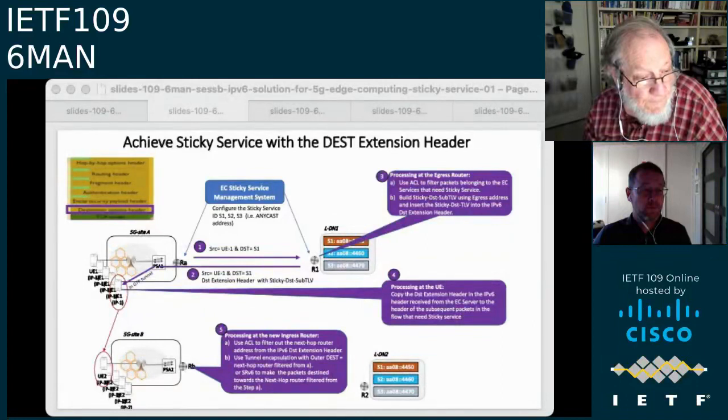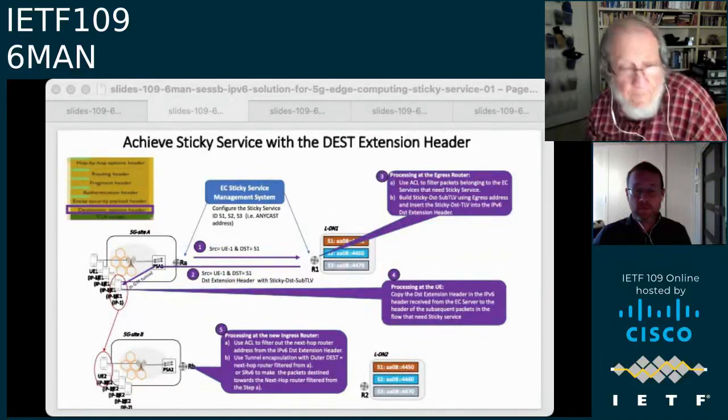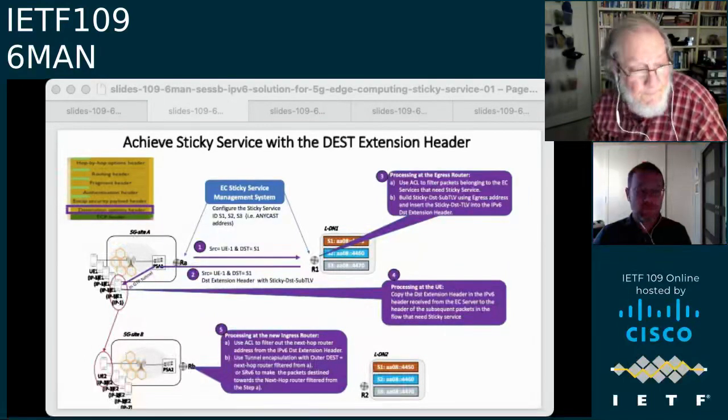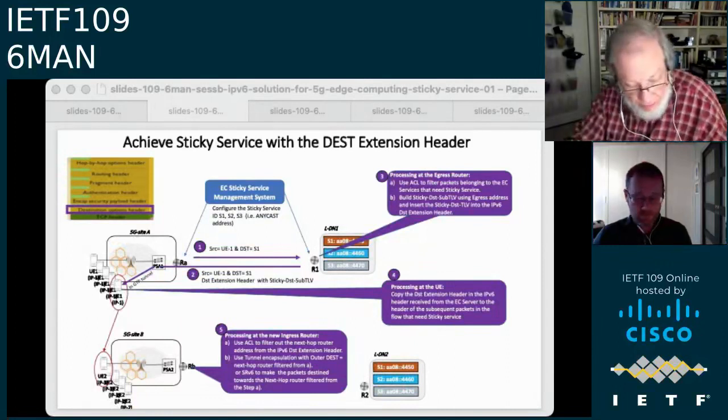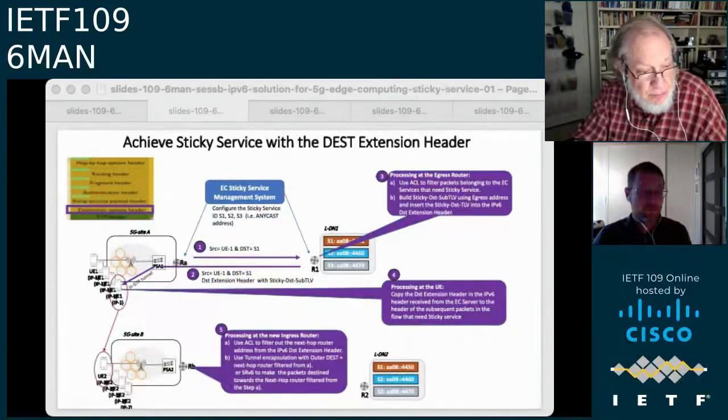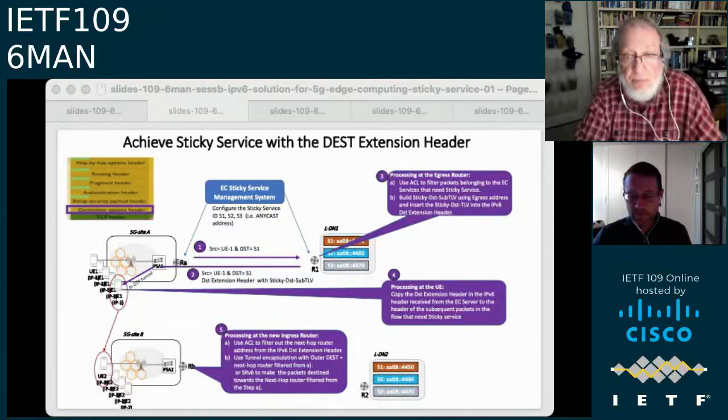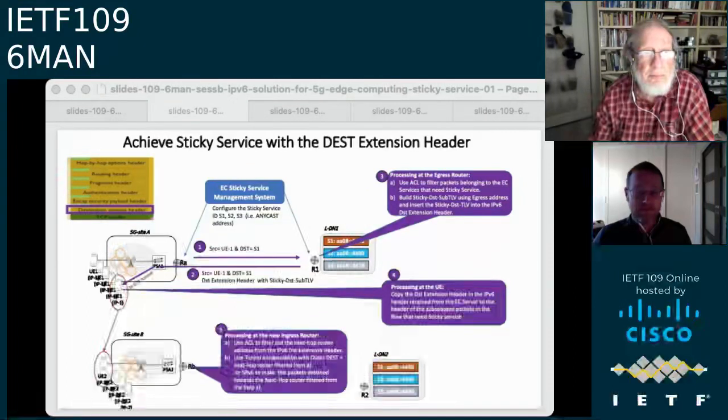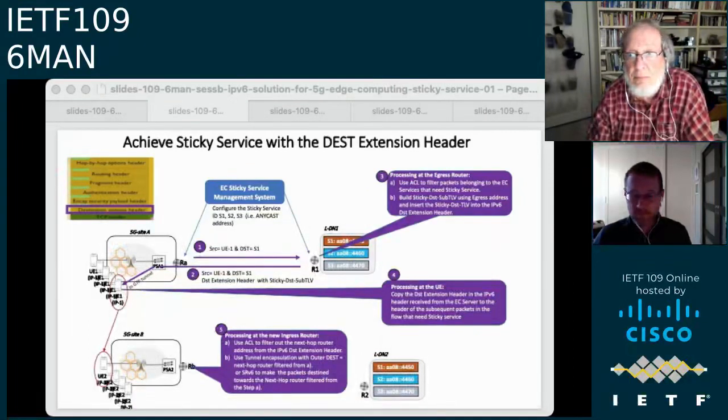need to be sticky. So with that, when the UE moves to anchor to the PSA2, the traffic comes to router B, and router B will be informed by the sticky service management system to filter out those packets and be able to identify the original egress router, which is R1. And with that information, router B can either use a tunnel or use segment routing to forward the packet explicitly to router 1 to achieve the service being sticky to the original server.